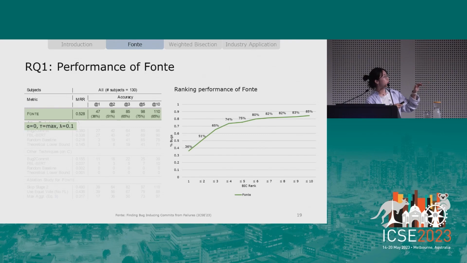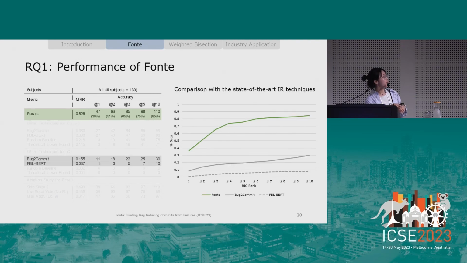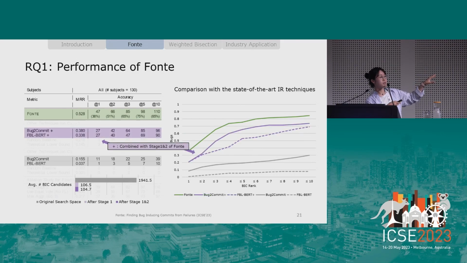And this line graph on the right side shows the ranking performance of Fonte in terms of accuracy at n. And you can see that Fonte can rank the actual BIC within the top 10 for 85% of the studied bugs. If we compare this with state-of-the-art IR-based techniques, bug-to-commit and FBI-BERT, you can see that Fonte significantly outperforms their performance. And even when they are applied to the same reduced search space with Fonte, you can see that Fonte still shows a higher ranking performance than the baselines, achieving at least 40% higher MRR.